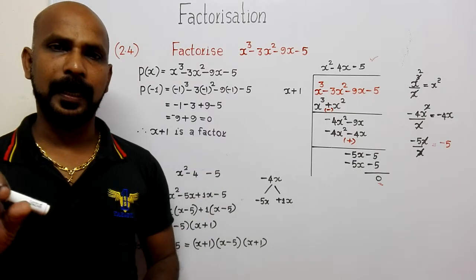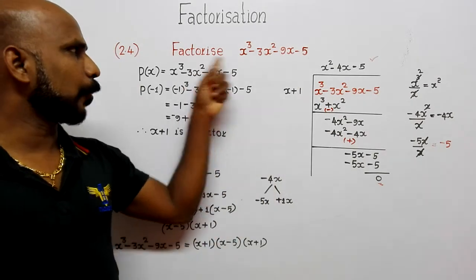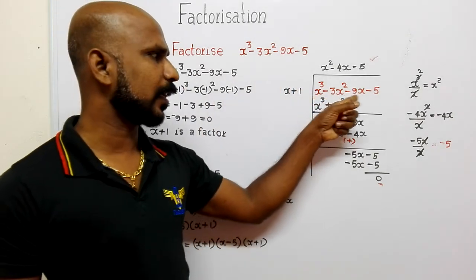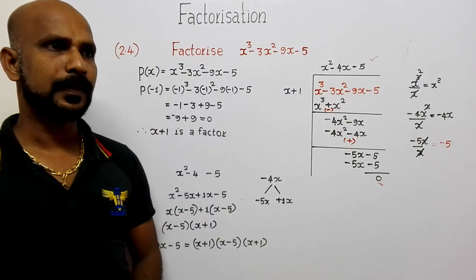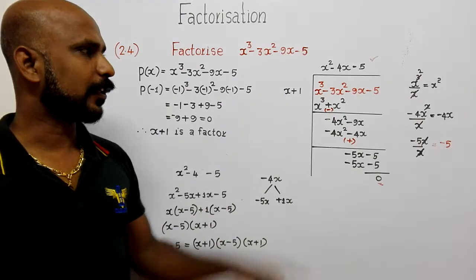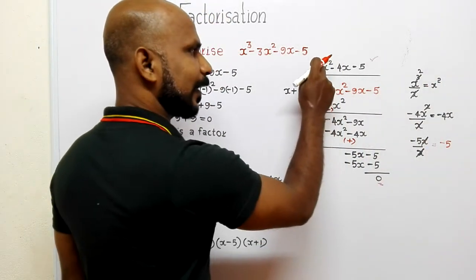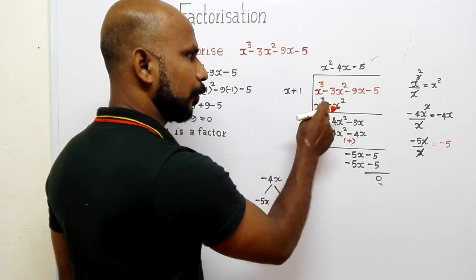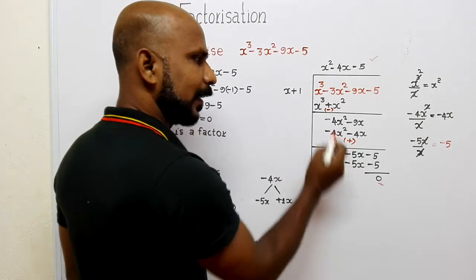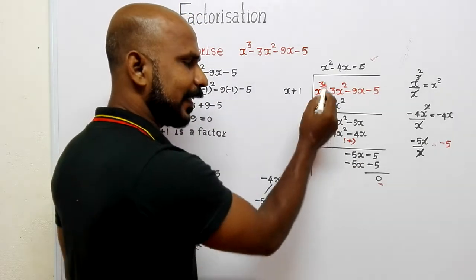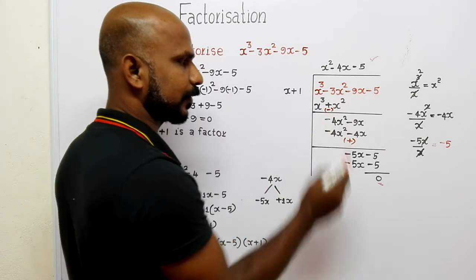Okay. The next process is to take that x plus 1 and divide the polynomial x cube minus 3x square minus 9x minus 5 by x plus 1. Same process: we take x cube by x, that is x square. Then x square into x, x cube; x square into 1, 1x square, that we have written. Then underline and change the sign.